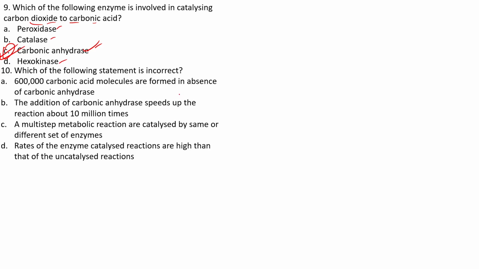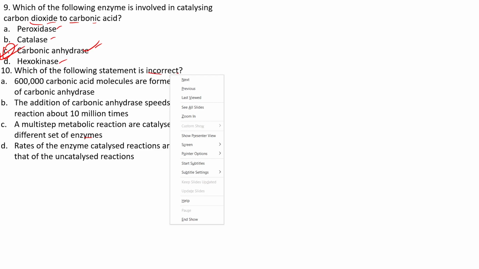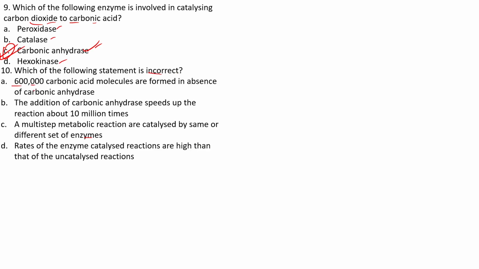The next question, which of the following statements is incorrect? 600,000 carbonic acid molecules are formed in the absence of carbonic anhydrase. The addition of carbonic anhydrase speeds up the reaction about 10 million times. A multi-step reaction is catalyzed by the same set of enzymes or a different set of enzymes. The rate of enzyme catalyzed reactions is higher than that of the uncatalyzed reactions. They have asked mainly about the incorrect statement, and you can see that 600,000 carbonic acid molecules are formed in the presence, not in the absence. We can say A is our right answer and the incorrect statement. Remaining all are actually the true statements over here.